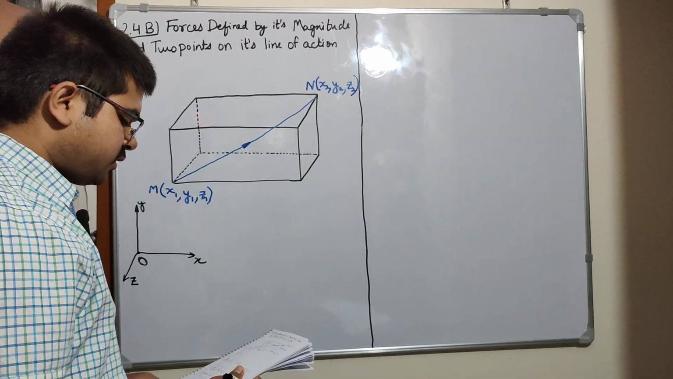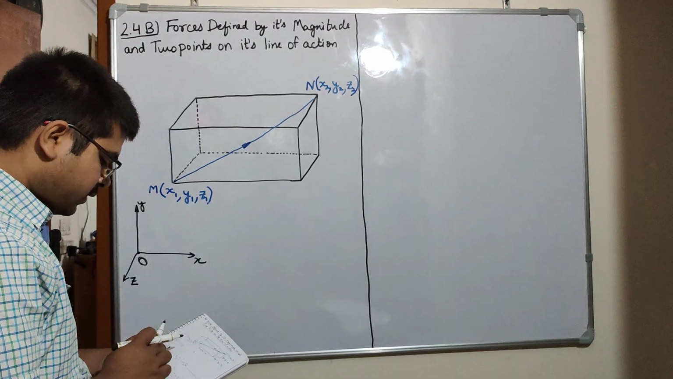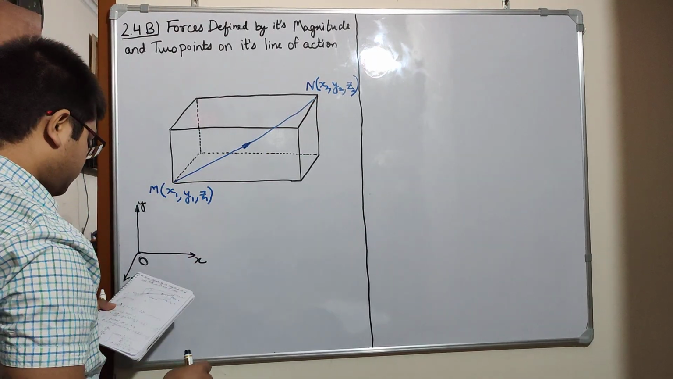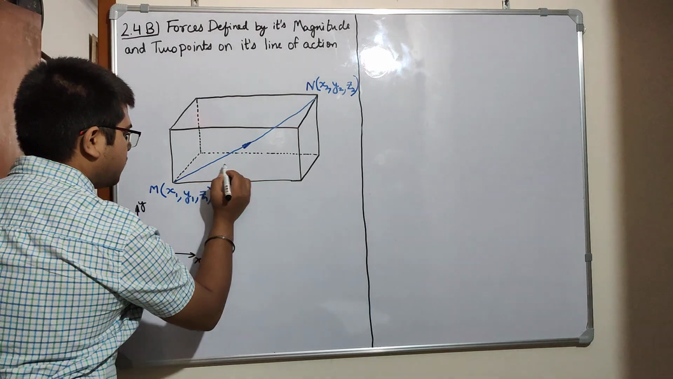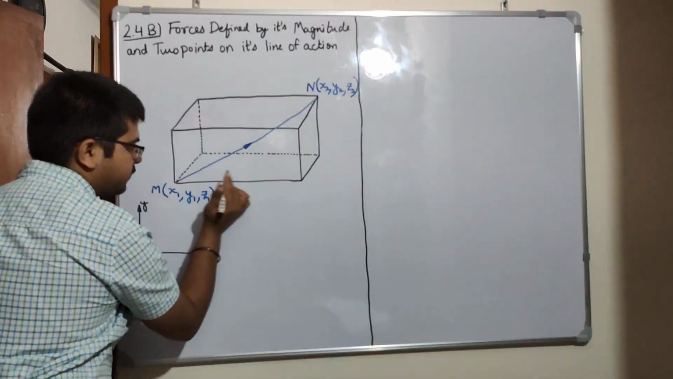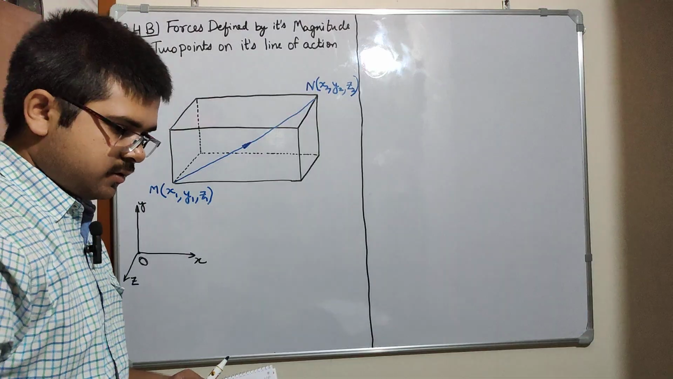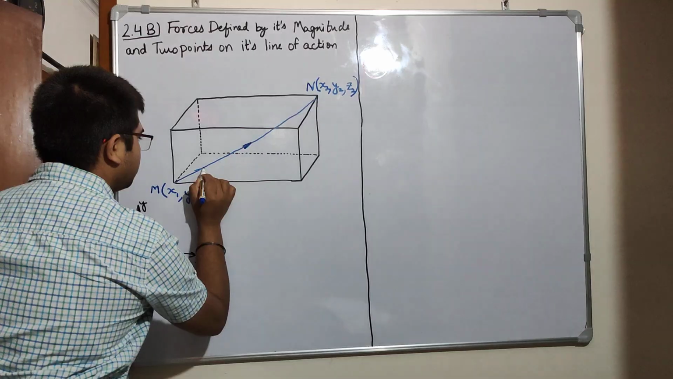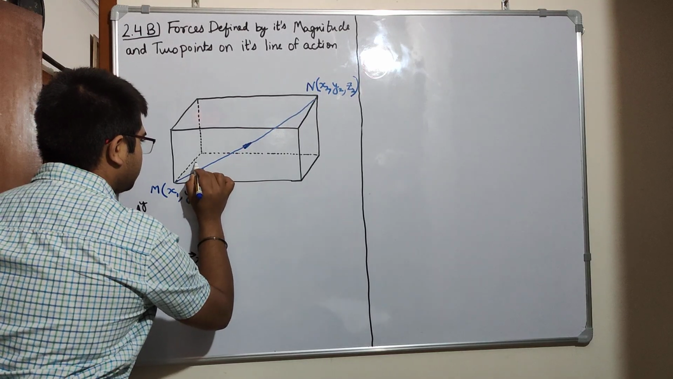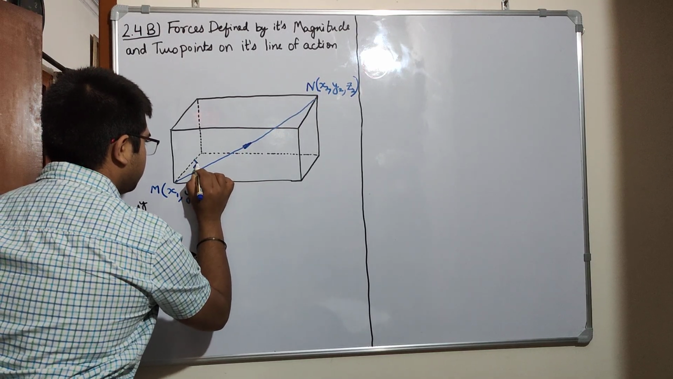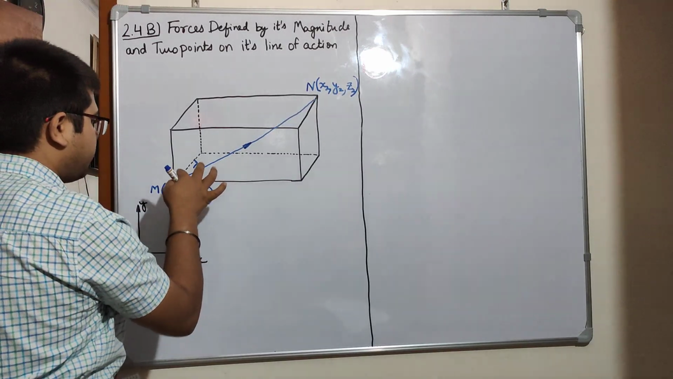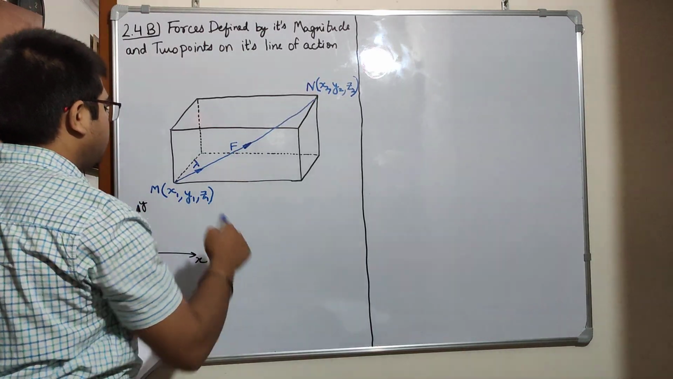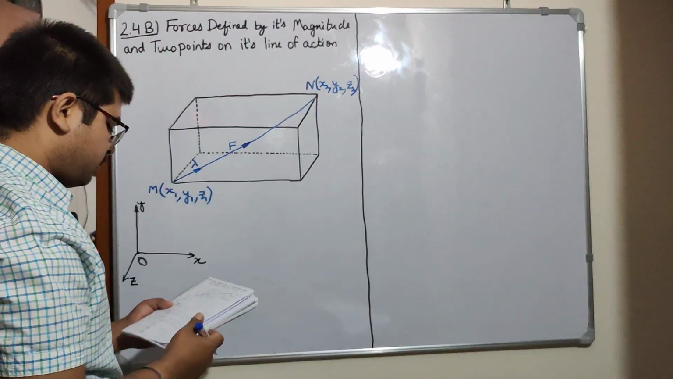So what's next is we can define this MN vector. This is MN vector, and we can say that this unit vector, just a small portion of this, would be lambda. So this small vector is lambda. This big vector is F, going from point M to point N.